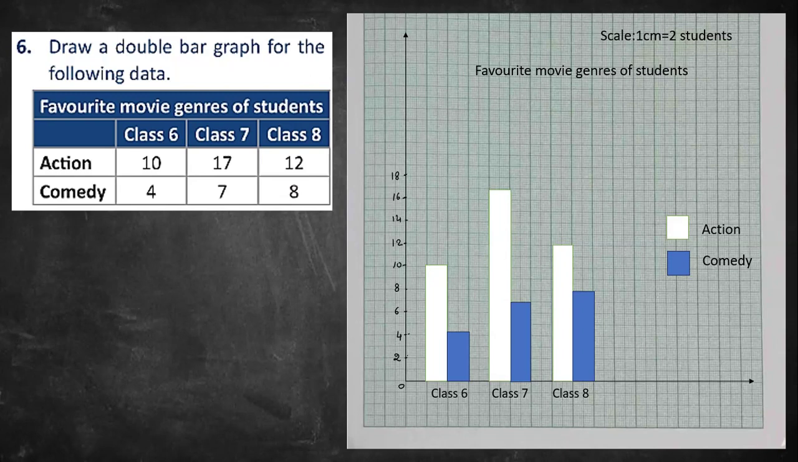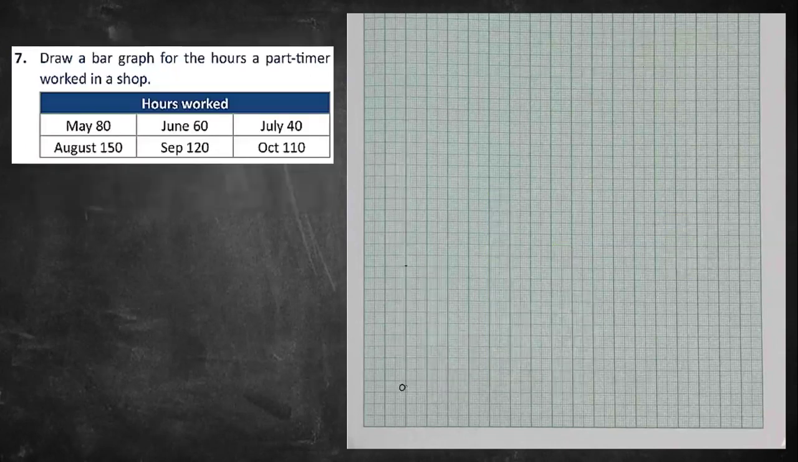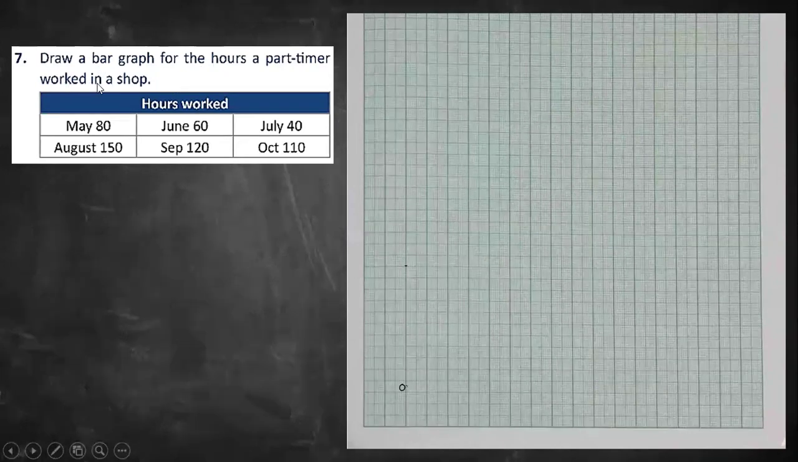Now let's move to the next question. The next question says, draw a bar graph for the hours a part-timer worked in a shop. Here the hours worked are mentioned: May 80 hours, June 60 hours, July 40 hours. Like that, these hours are mentioned, and we need to draw the graph.